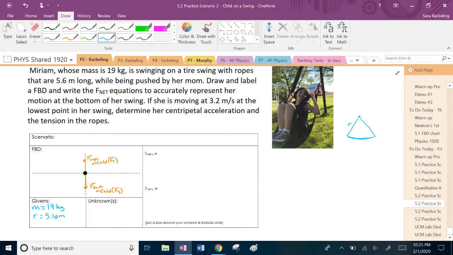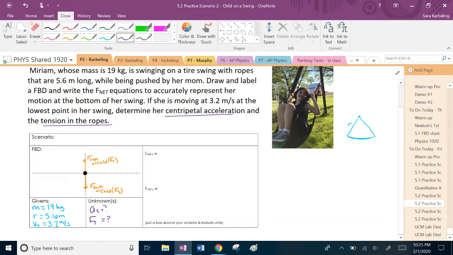Looking along here, it says if she's moving at 3.2 meters per second at the very bottom of the swing, and then we're going to do some calculations with that. So we also need to have that velocity. That is a tangential velocity, and it's nice to write that v sub t, just so we don't forget that, is 3.2 meters per second. Okay, so those are the three givens that we know, and then it asks us to find the centripetal acceleration and tension in the ropes. So that would be A sub C, and then also F sub T. Okay, so those are the two things we don't know.